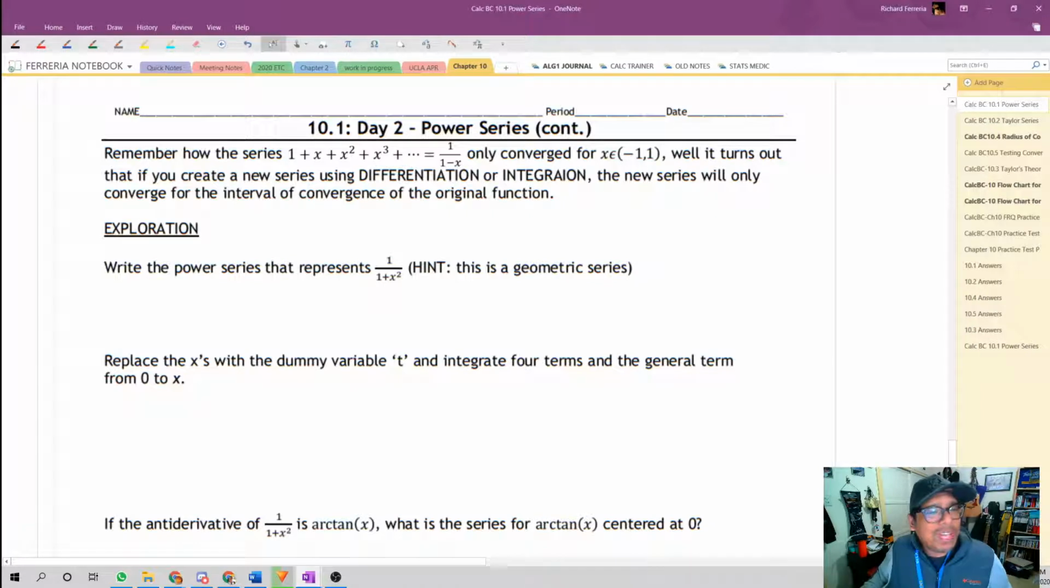Sorry, I just noticed a typo here. That should have been 1/(1 minus x). So we got that.